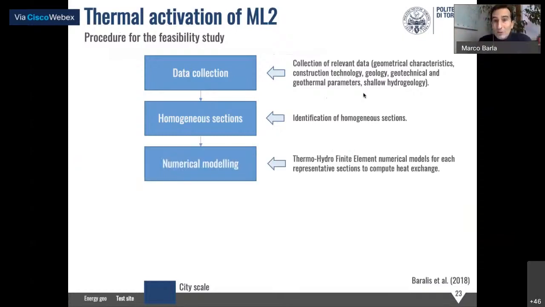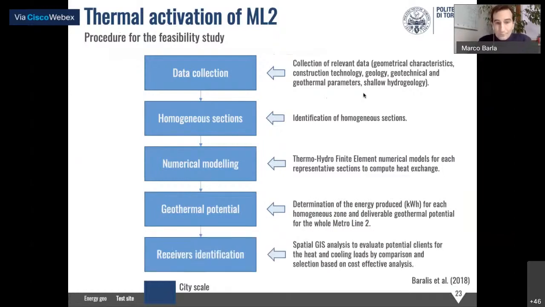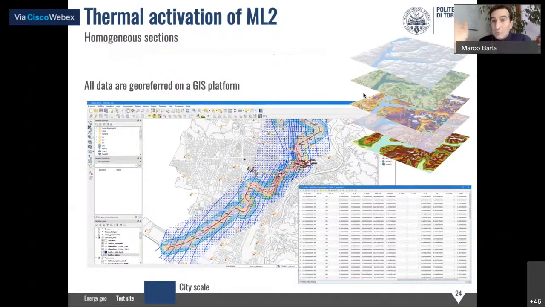And then for each homogeneous section, we ran numerical analysis. These were coupled thermohydraulic analyses that were able to predict, to quantify the amount of heat that we could exchange. And of course, out of that, we could get the heat potential. And finally, we had to identify where we can use that heat. What were the possible receivers of the heat? So I'll go very briefly through the work. Of course, there is a lot of information.